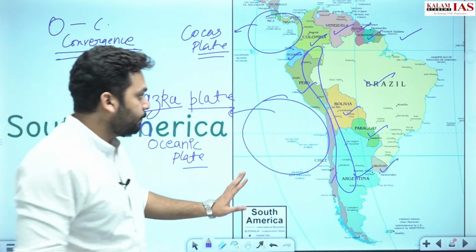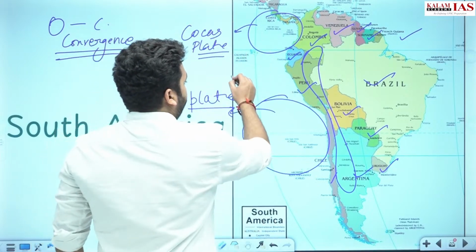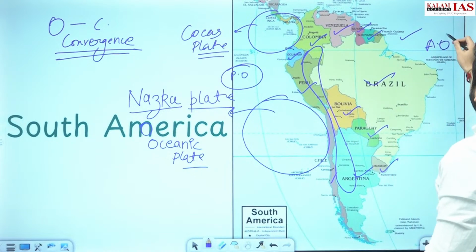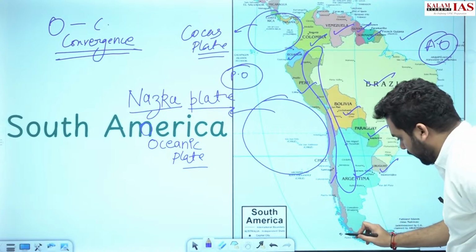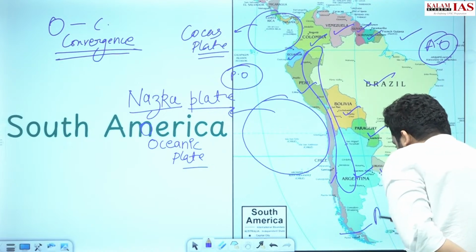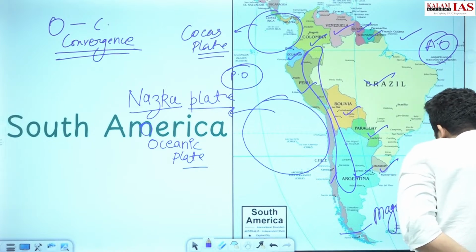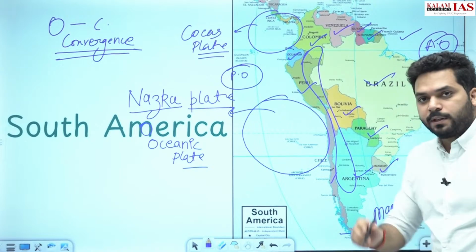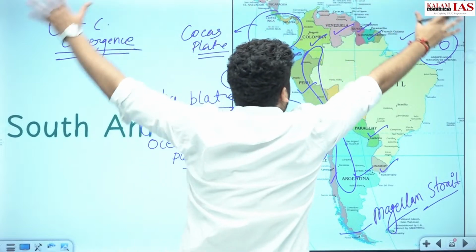So this is the Pacific Ocean, this is the Atlantic Ocean, and this is the Southern Ocean. Over here is the Magellan Strait. It is actually connecting the Pacific Ocean to the Atlantic Ocean. So it is a brief overview.